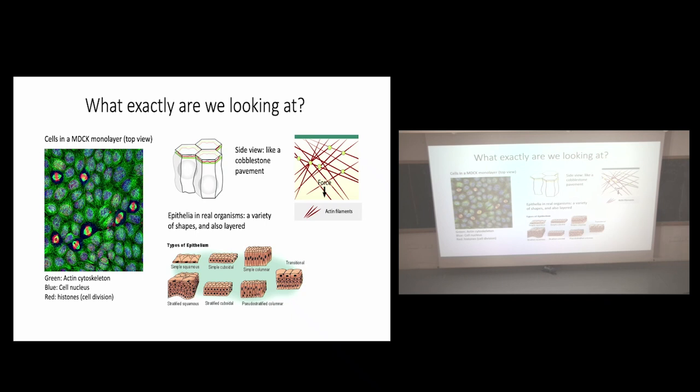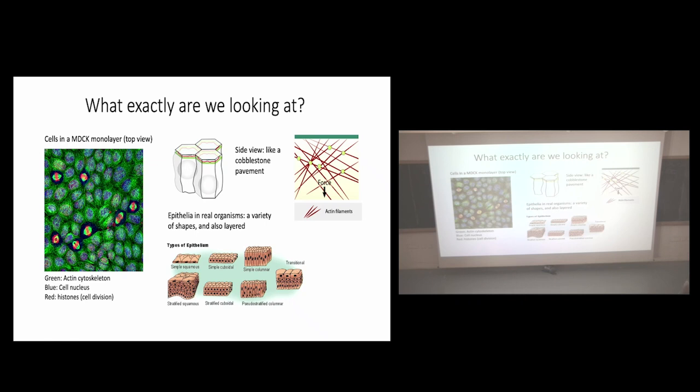If I say epithelial cell sheet, what should I imagine? I should imagine something which looks a bit like a cobblestone pavement with a cytoskeleton, actomyosin filaments, mostly concentrated here at the top. And here is a nice stained MDCK monolayer where you can see in green the actin cytoskeleton, in blue the nuclei, and here in red these are individual dividing cells. You get a system which is both pulling on each other, moving over substrate if it's there, and dividing.